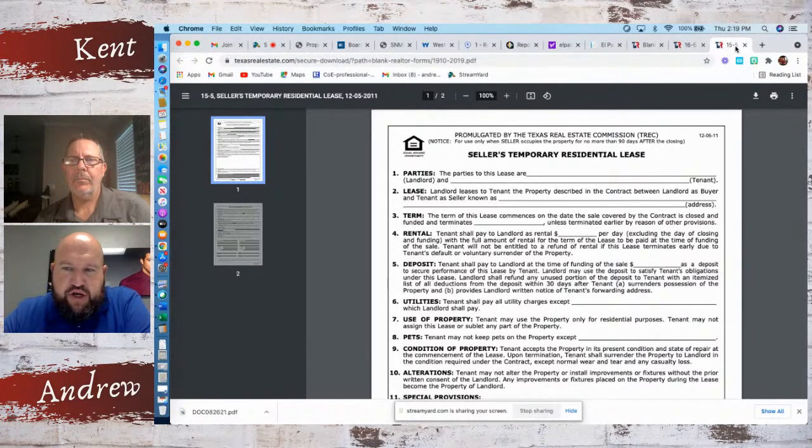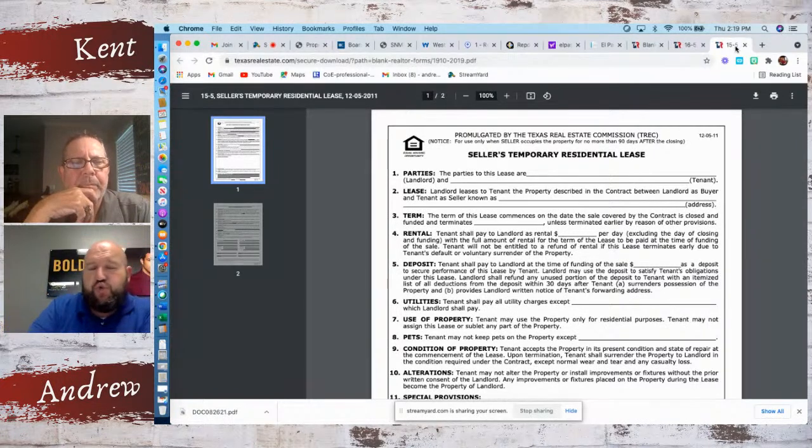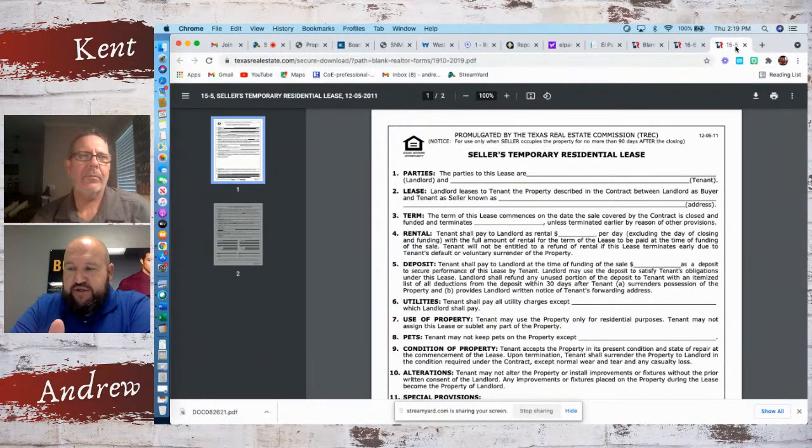So you're going to assume it's going to be blank amount of days, with the full amount of rental for the term of the lease to be paid at time of funding of the sale. Tenant will not be entitled to a refund of rental if this lease terminates early due to tenant's default or voluntary change of the property. So say you need 2 weeks, you're going to pay blank dollars per day times the 14 days that you're asking for. If you move out in 4 days, you do not get reimbursed the 10 days that are left over. And that creates a little issue.